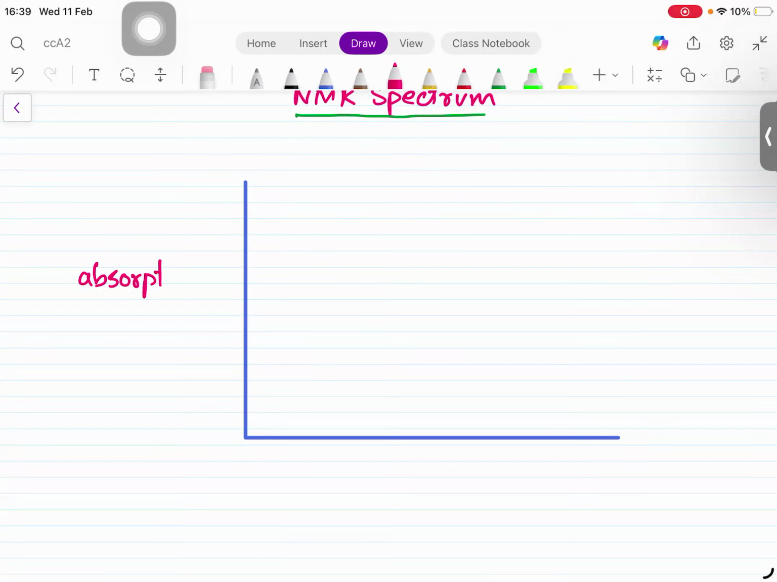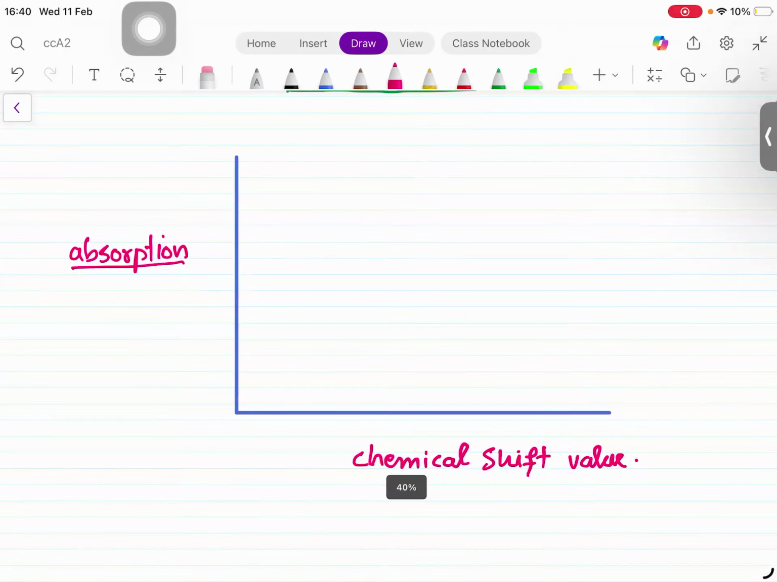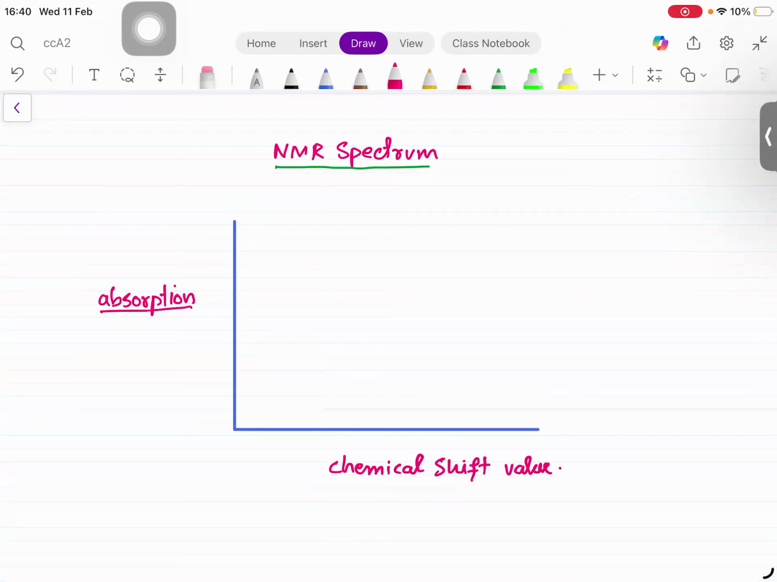ये ग्राफ होता है जिसमें x एक्सिस पे एब्जॉर्प्शन है, और y एक्सिस पे क्या है, it is a chemical shift value. It's a chemical shift value. Okay, absorption and chemical shift value. Now, what is chemical shift value? And the unit is parts per million. I'll explain in a while.